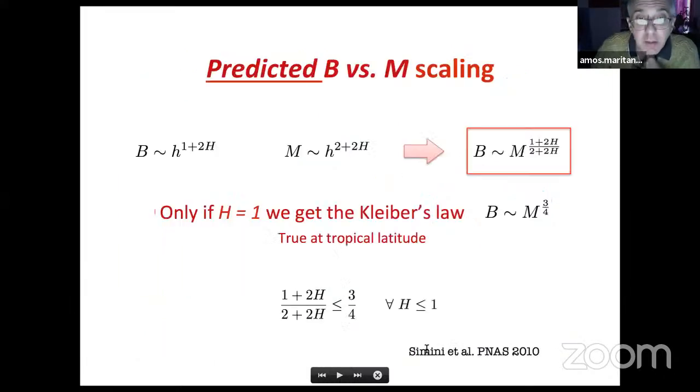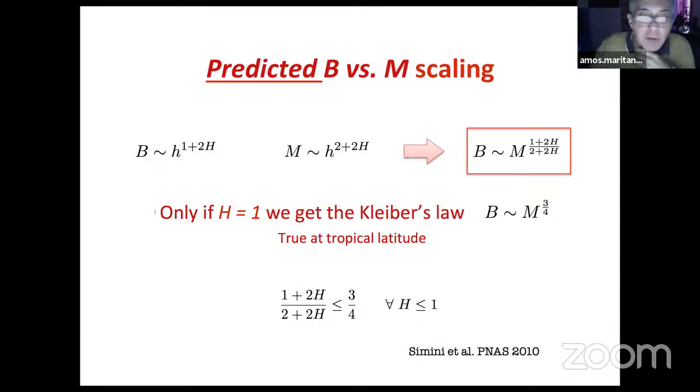So if we use that B is proportional to H to the 1 + 2H, and the mass has an extra power of H, you can put everything together and you find a generalization of Kleiber's law in terms of the Hurst exponent. And so you see that when capital H is 1, you find 3/4. So for plants near the tropics, the metabolic rate should scale like the living part of the wood, or the total water present in the plants, to the power 3/4.